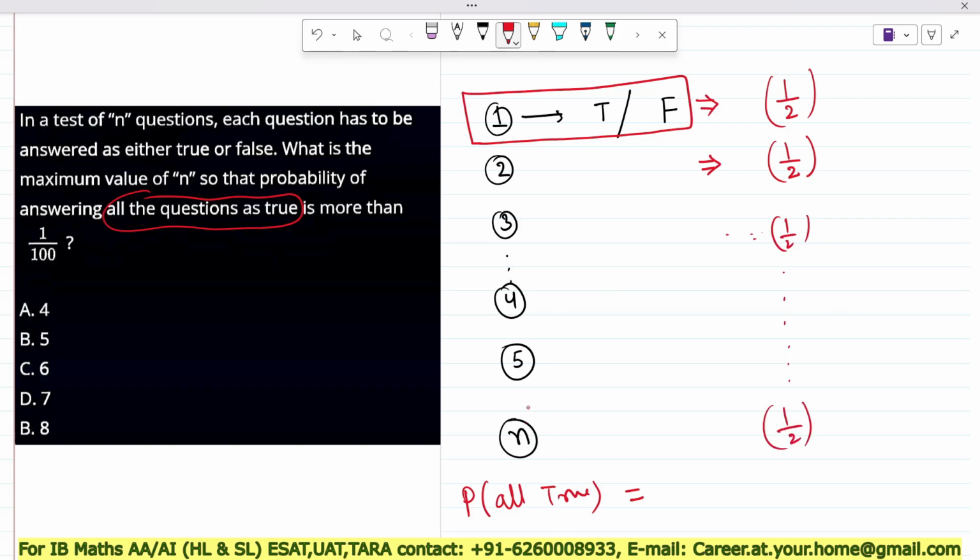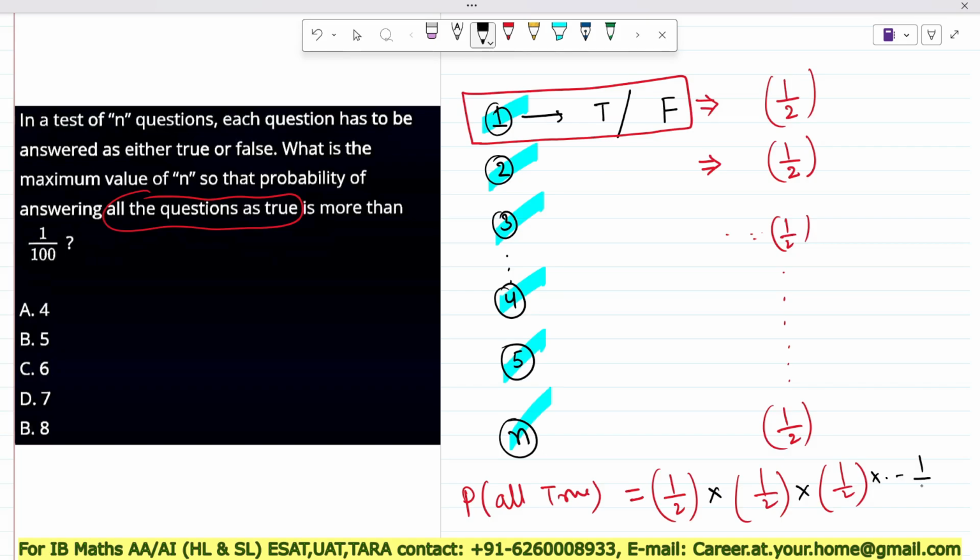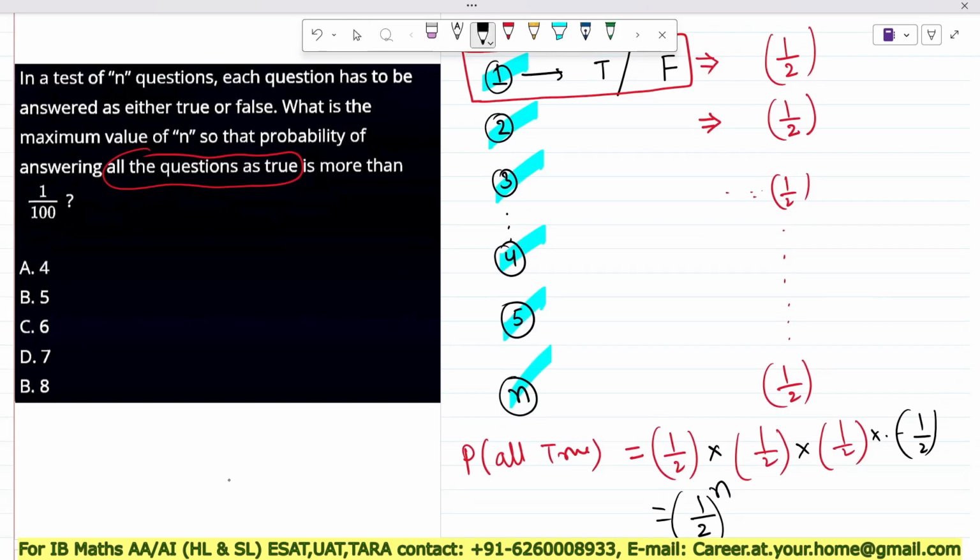So now suppose I have n questions. What should be the probability that all the answers will be correct? Again, do I have to multiply or add? Multiply, because my work will be completed when I do it for all these questions. I don't have any option; we are bound to solve all of these. So I should multiply these n times. So you will get 1 by 2 raised to power n. This is the probability of getting all true answers.